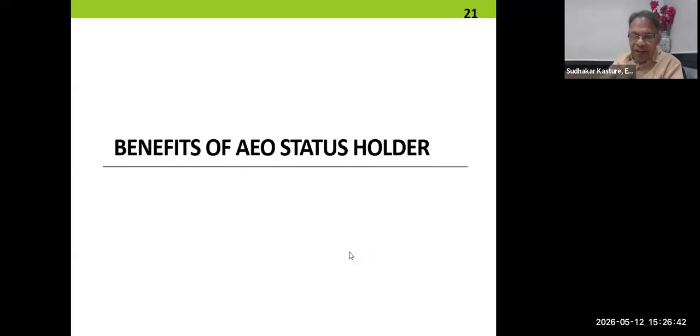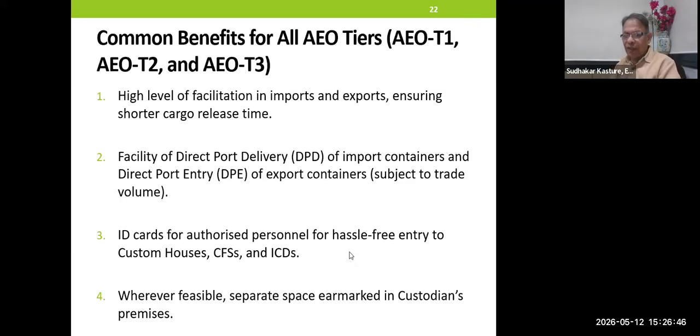What are the benefits according to the Indian methodology? Common benefits for all tiers. High level of facilitation in imports and exports, ensuring shorter cargo release time, faster delivery. Facility of direct port delivery for import containers and direct port delivery for export containers. If you think of products like automobile components, aerospace components, this is critically important. It saves a lot of money.